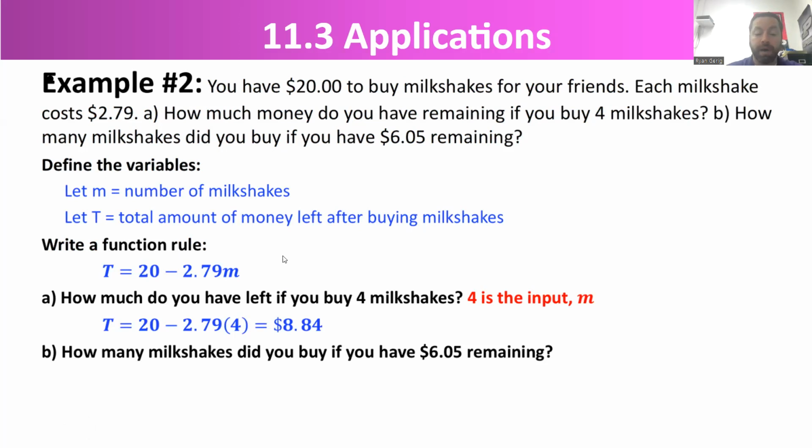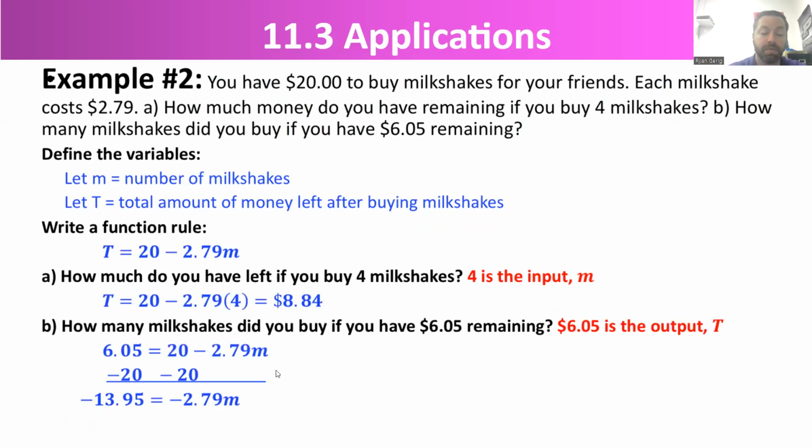How many milkshakes did you buy if you have $6.05 remaining? Well, that's an output. $6.05 is a T value. It's the amount of money left. Okay, so I'm going to put that in for T, and then I've got to solve that for M. We go back to solving equations here. We're going to subtract 20 from both sides, giving me negative 13.95. That's how much I've spent, equals negative 2.79 M. Divide by negative 2.79. The two negatives are going to cancel, and I come up with 5. So I bought 5 milkshakes, leaving me with $6.05.